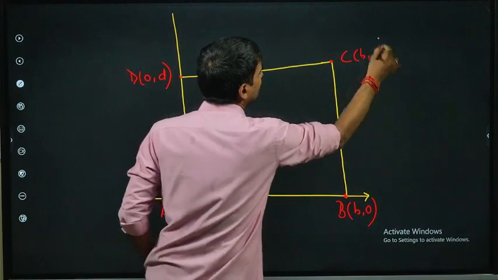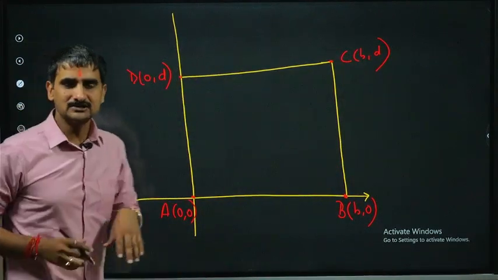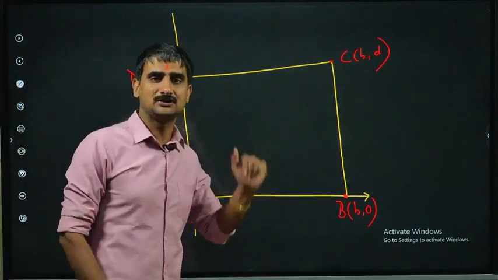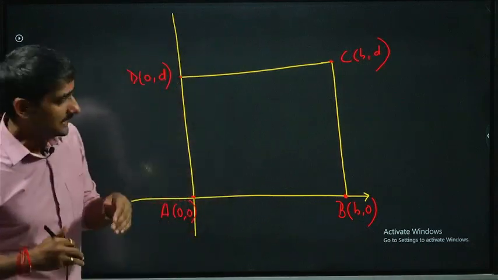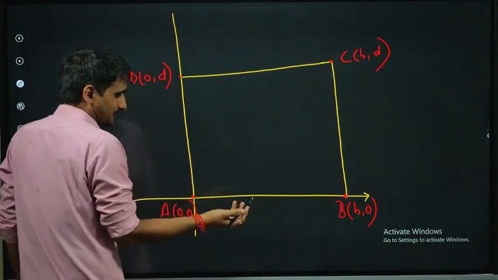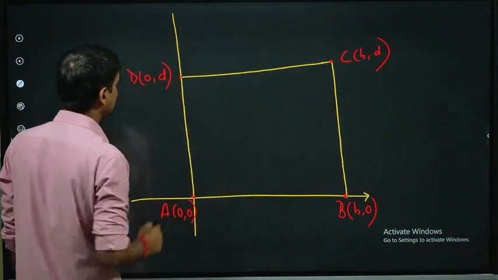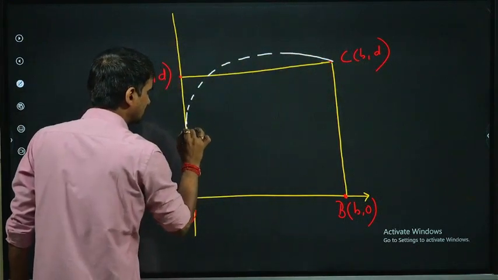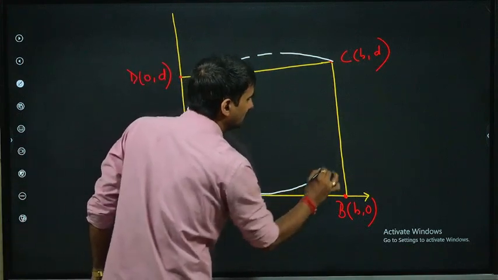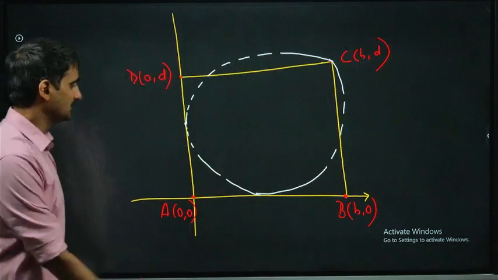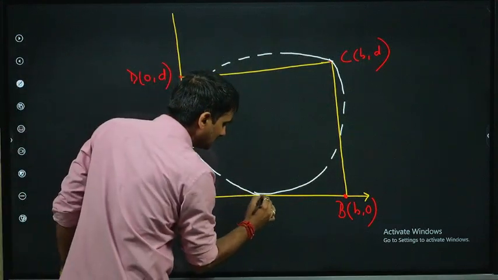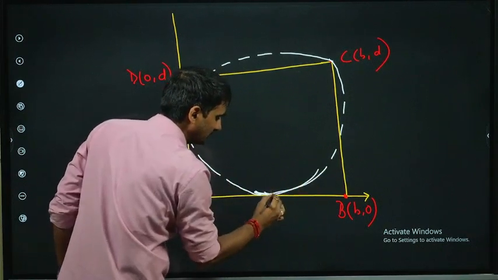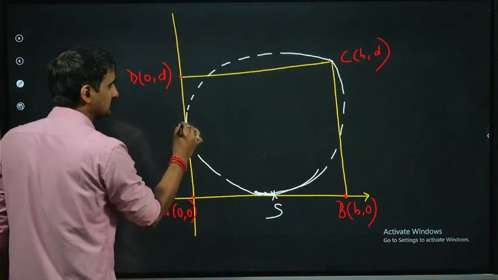(B, D). Now let's draw a figure according to the statement: there's a circle that passes through the vertex C and it touches the sides AB and AD at S and T. So something like this should be the circle. It touches this side somewhere here. So then let's say this is S, this is T.